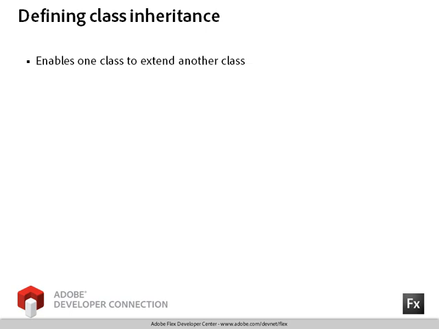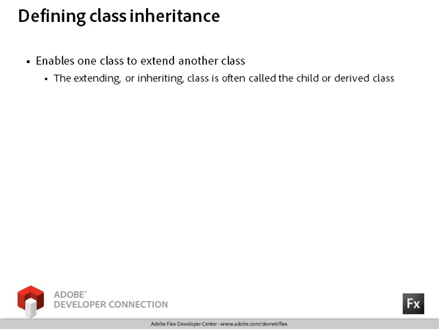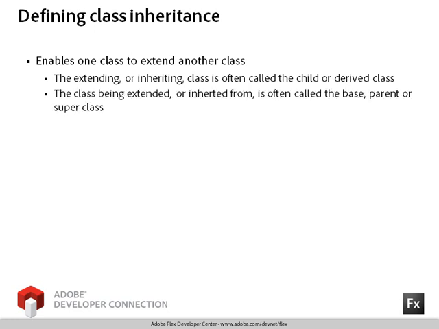Class inheritance enables one class to extend another class. In OOP terminology, the Racquetball, Football, and Basketball classes are called the child or derived classes. Since they are all subsets of the Ball class, they are said to extend the Ball class or inherit from the Ball class. The Ball class itself is being extended or inherited from, and is often called the base, parent, or superclass. In ActionScript 3, a class may only extend one other class.